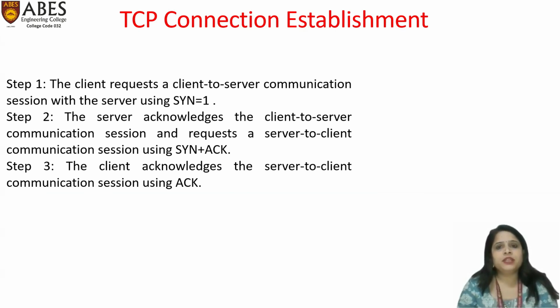TCP connection establishment is basically categorized into three steps. That's why it is also known as the three-way handshake method. In this method, first the client requests a communication session with the server using a SYN segment. Let us take an example. Suppose a client A wants to send some data to the server B.